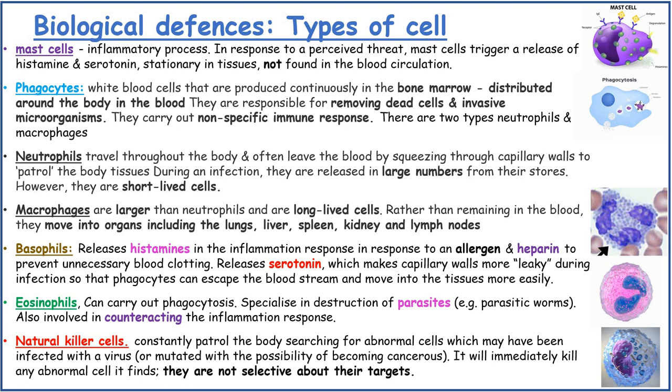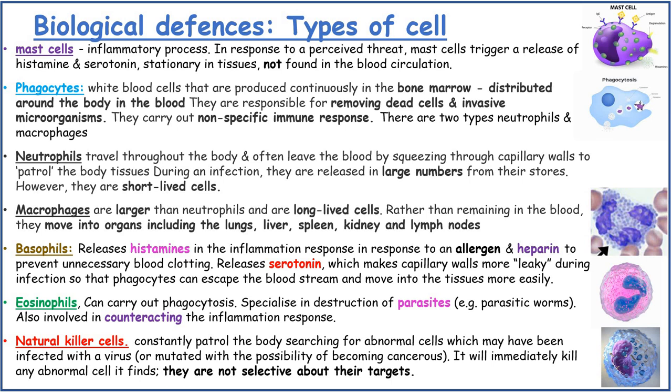Phagocytes are white blood cells that are produced continuously in the bone marrow, distributed around the body in the blood. They are responsible for removing dead cells and invasive microorganisms by phagocytosis, engulfing them, and digesting them with their hydrolytic enzymes from the lysosomes. They carry out non-specific immune response, and there's two types: there's neutrophils and macrophages.